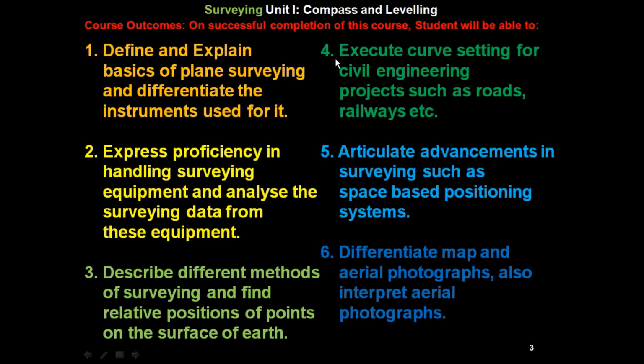Fourth course outcome, execute curve setting for civil engineering projects such as roads, railways, etc. Fifth course outcome, articulate advancements in surveying such as space-based positioning systems. And sixth course outcome, differentiate map and aerial photographs, and also interpret aerial photographs.